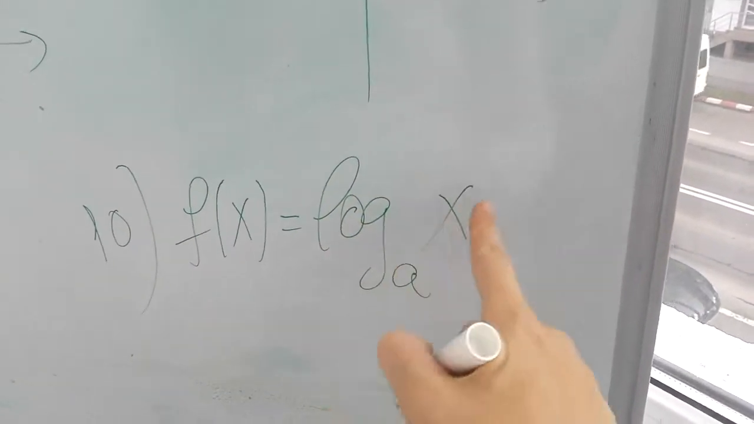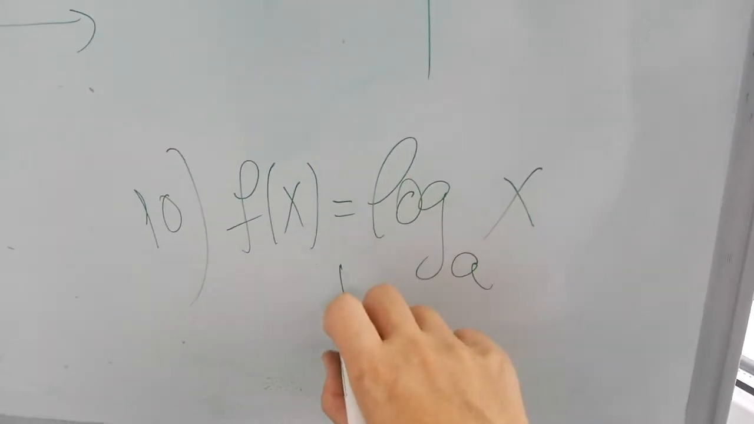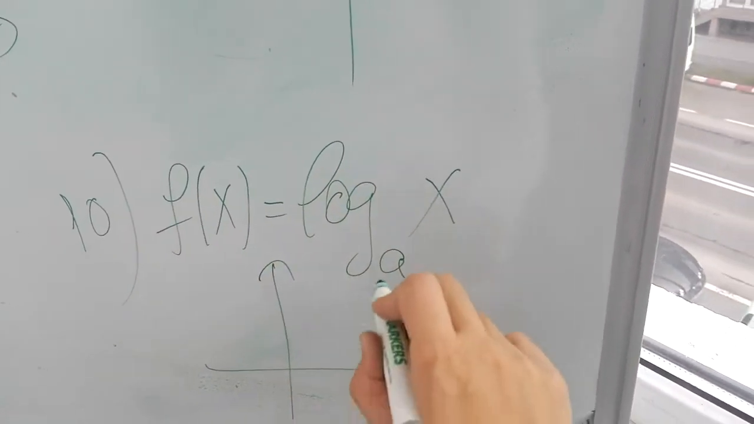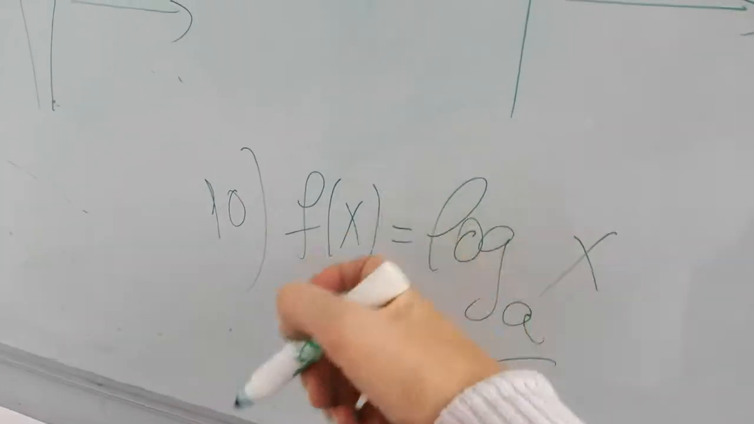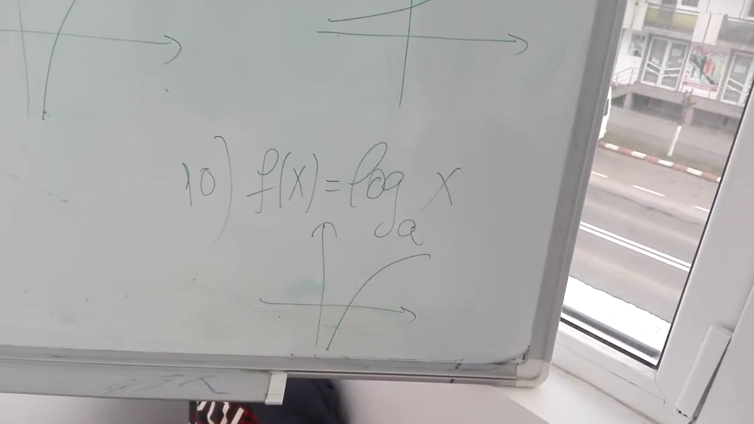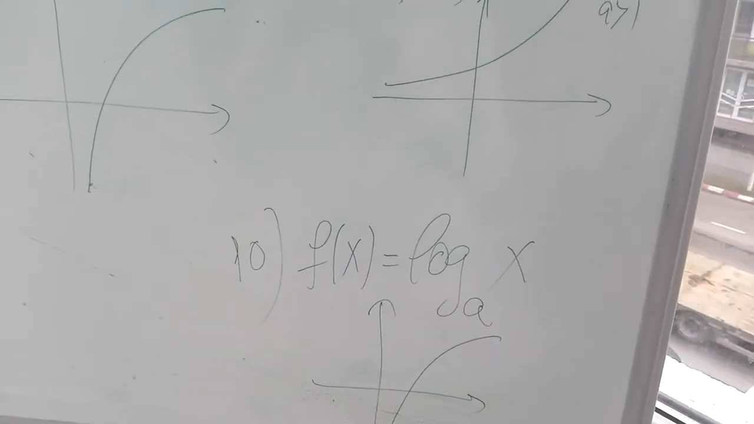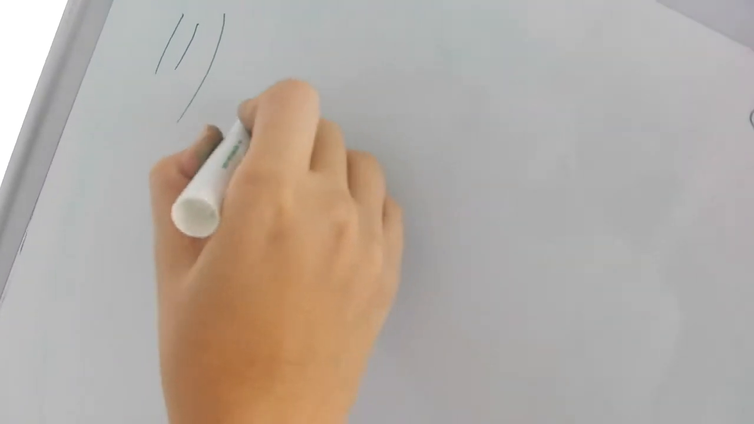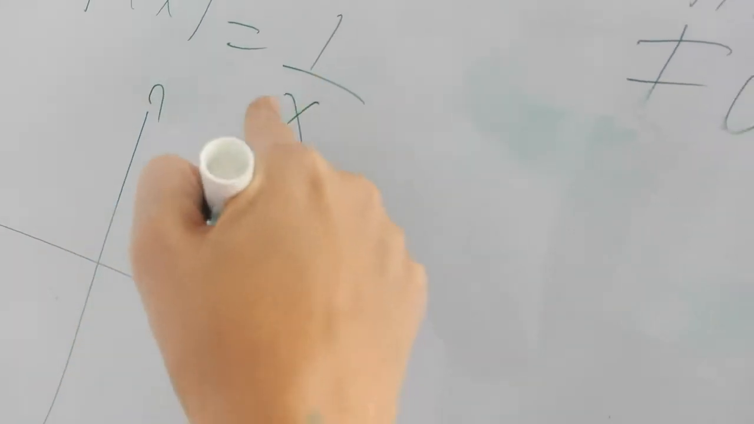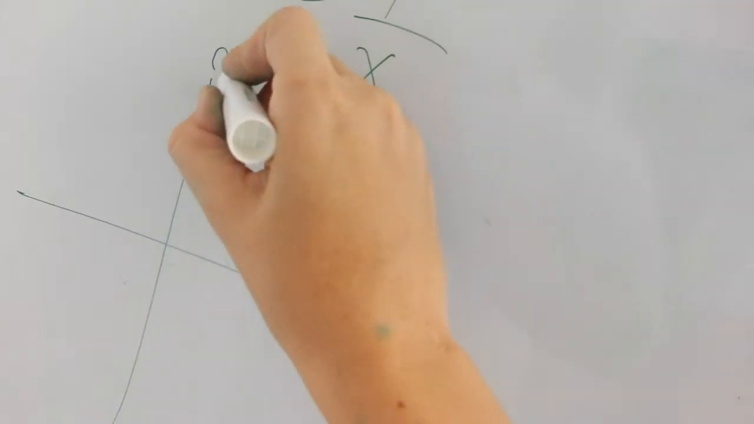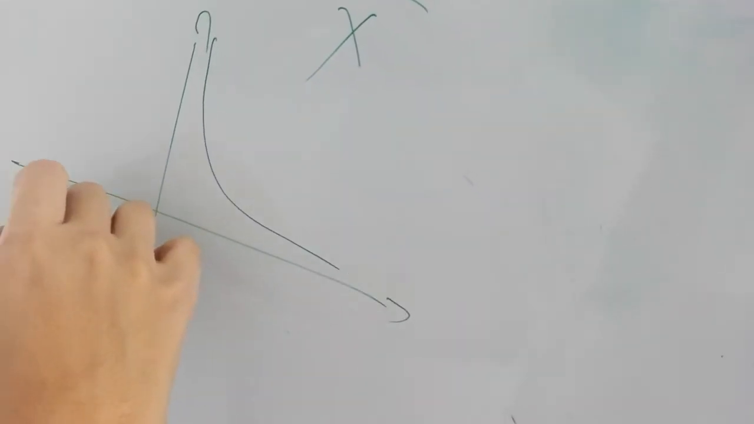And the log base a of x also depends on this a. So if my a is a number bigger than 1, it will be a graph going up. Now you're going to see in just a few minutes that the log functions have asymptotes. And my next function would be f of x equals 1 over x. These are the hyperbolas, and the hyperbolas have 2 pieces because you cannot have a 0 in the denominator. This one will look like this.